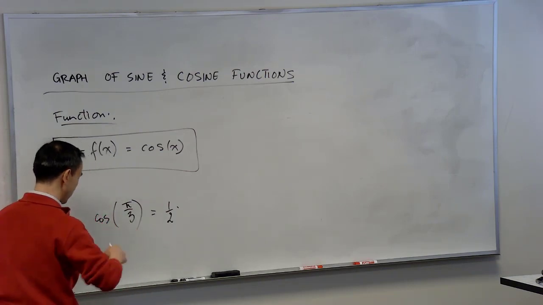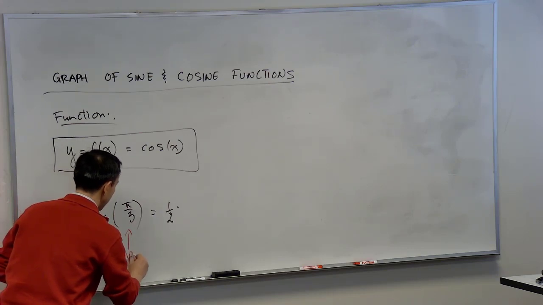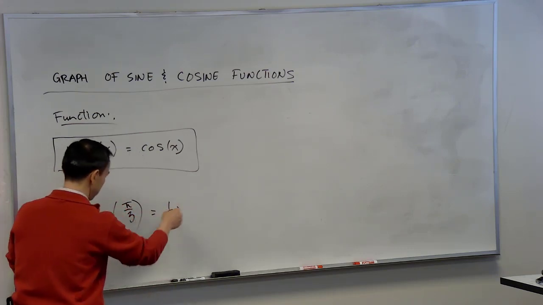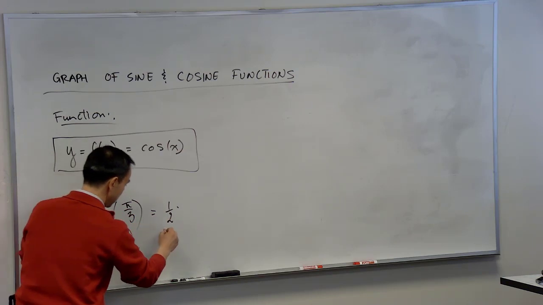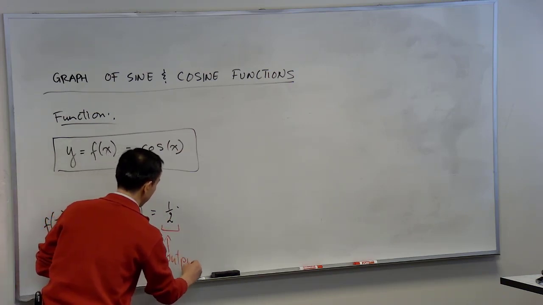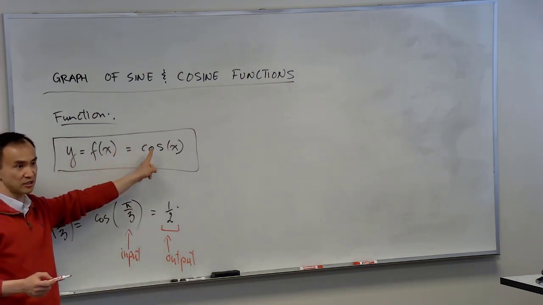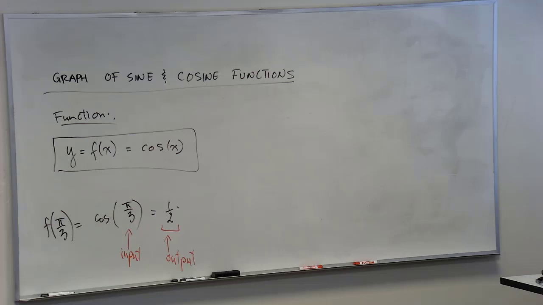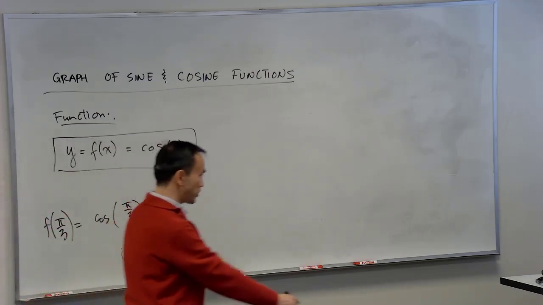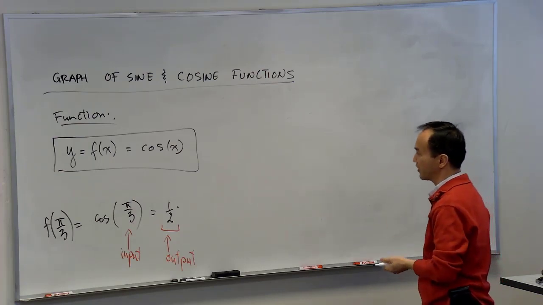Similar to what we've done with the sine function, we've got input, and then the value that after we calculate the cosine, the final value right there, that's considered as the output. And that's why we can define a function, f of x, where we call that cosine of x.